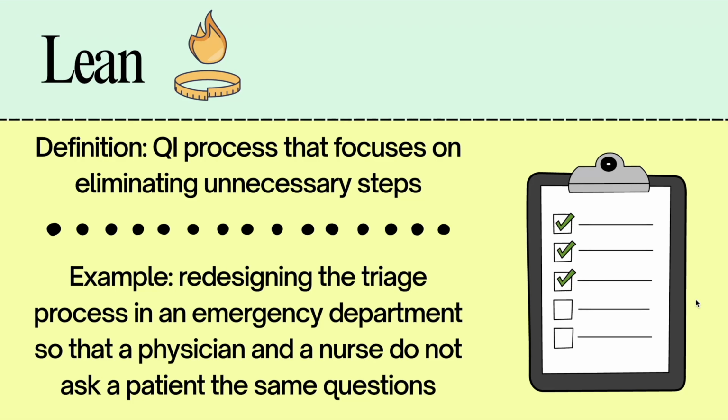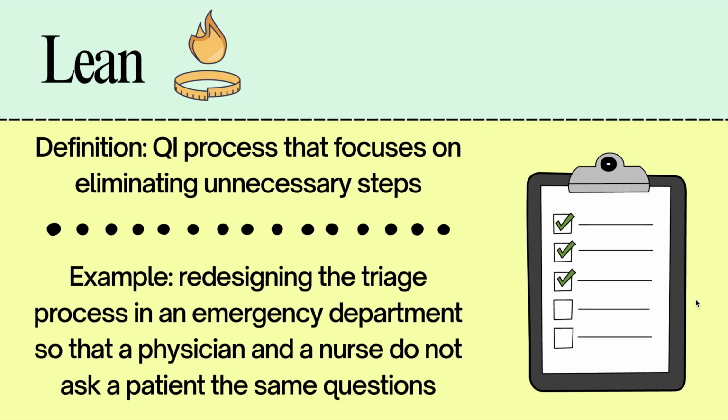You'll also want to know the definition of lean. This is a QI process that focuses on eliminating unnecessary steps in a process. So imagine that there's a triage system in an emergency department, and at one point, a patient sees a nurse, another point, they see a physician. An example of lean would be making sure that the nurse and the physician don't ask a patient the same questions because that's just a waste of everybody's time.